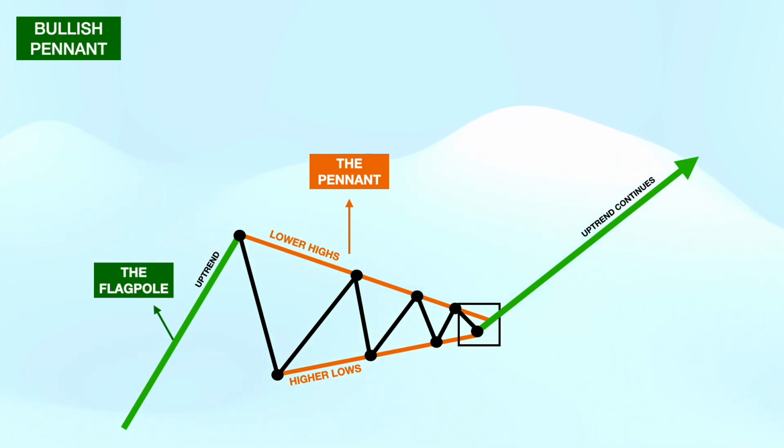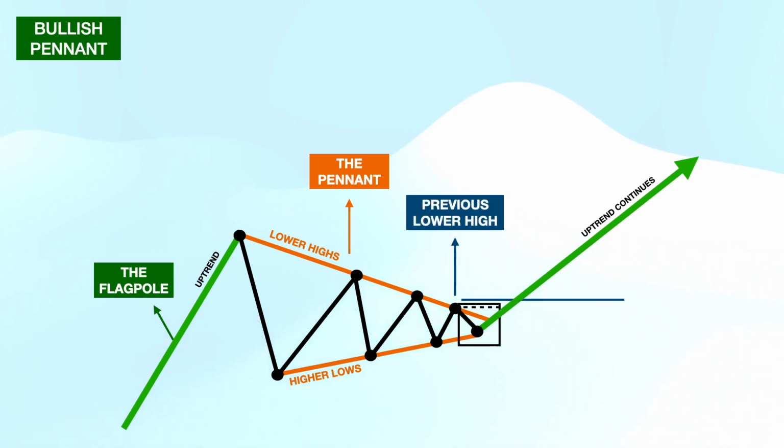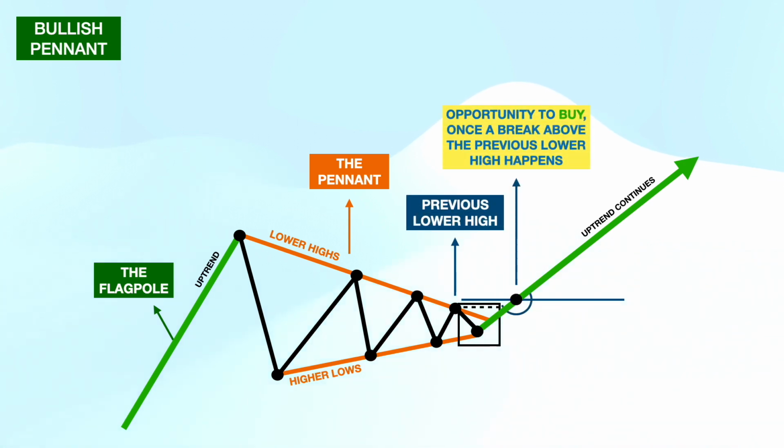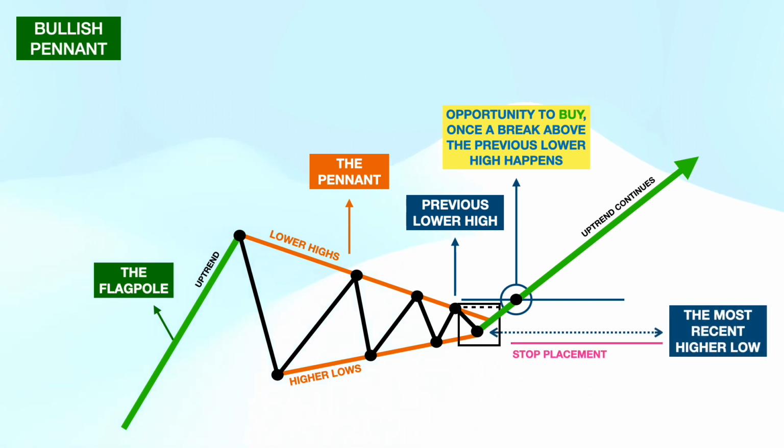The bullish pennant pattern gives traders an excellent opportunity to initiate long positions. This can be done the moment the price breaks the upper channel of the pennant and surges above the most recent lower high. The stop loss order can be placed under the higher low that immediately precedes the breakout point.